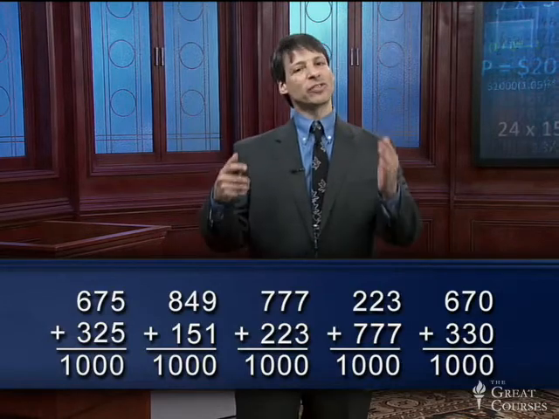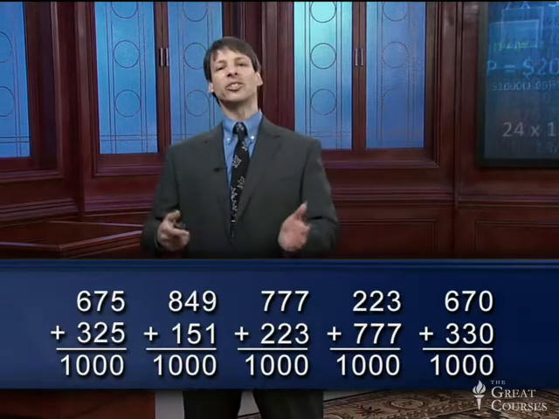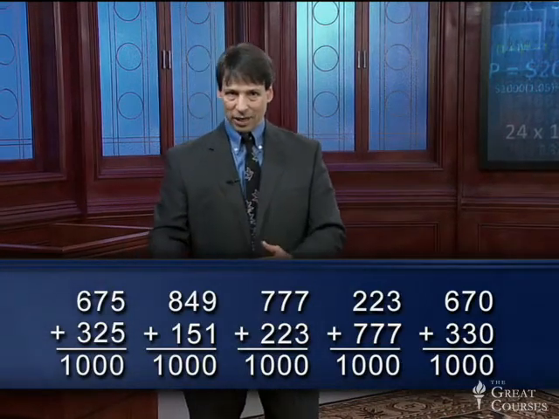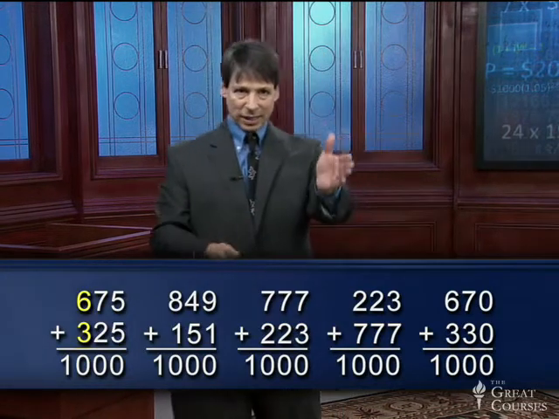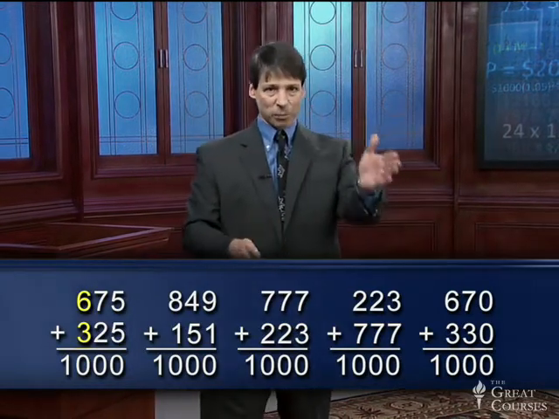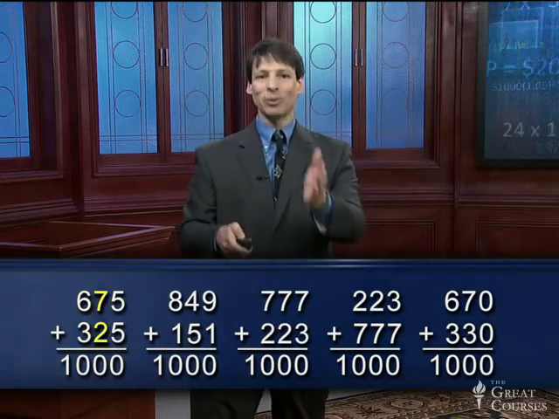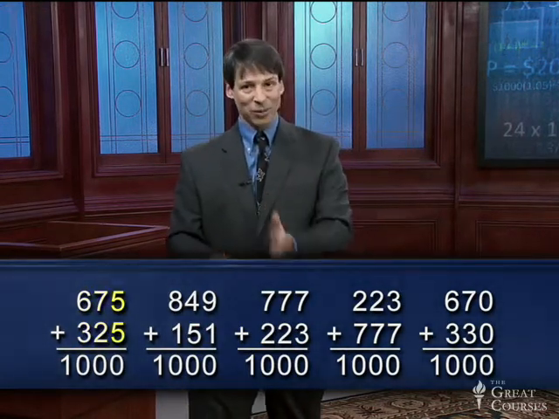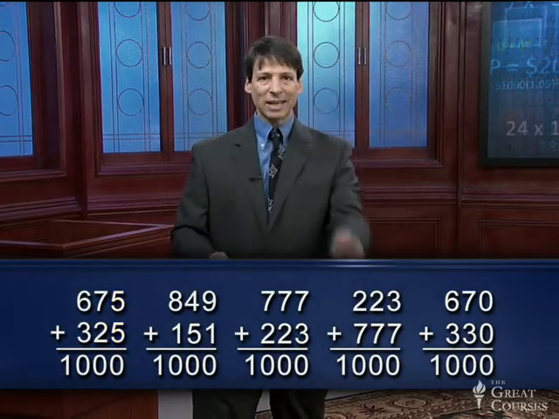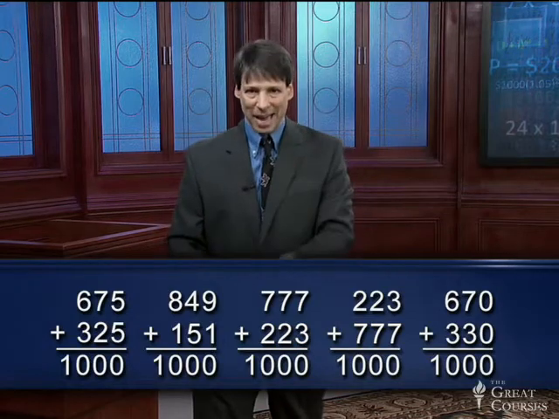The complement of 675 is 325. And if you look at the digits, the digits on the left, 6 plus 3 is 9. Then the middle digits, 7 plus 2 is 9. And the digits on the right, 5 plus 5 is 10. They add up to 9, then 10.